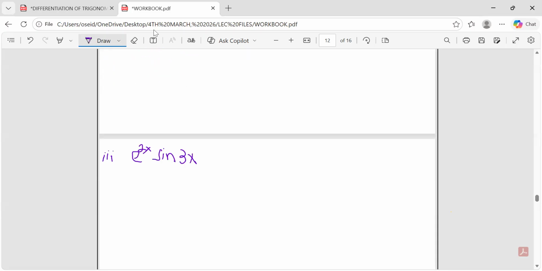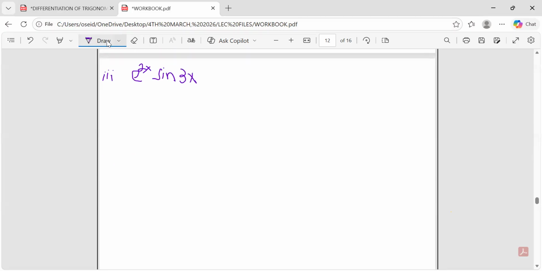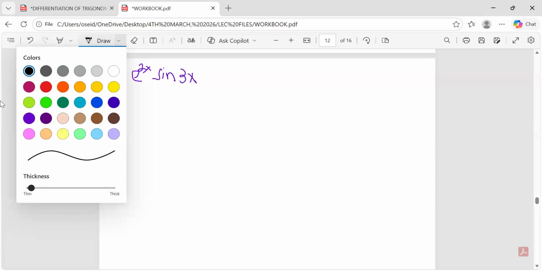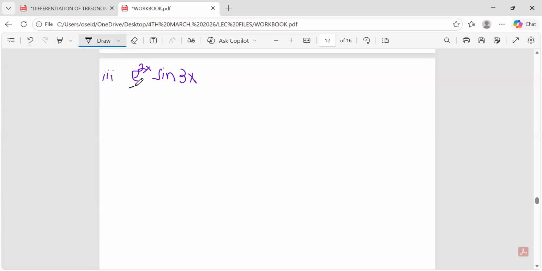So this one, we have two functions here. Over here, we are dealing with two functions. We have the first function, which is this one, and then this one is another function we are working on. So this makes it two functions. And whenever we see terms like this, it means we are multiplying. So the rule that we are going to use is the product rule.